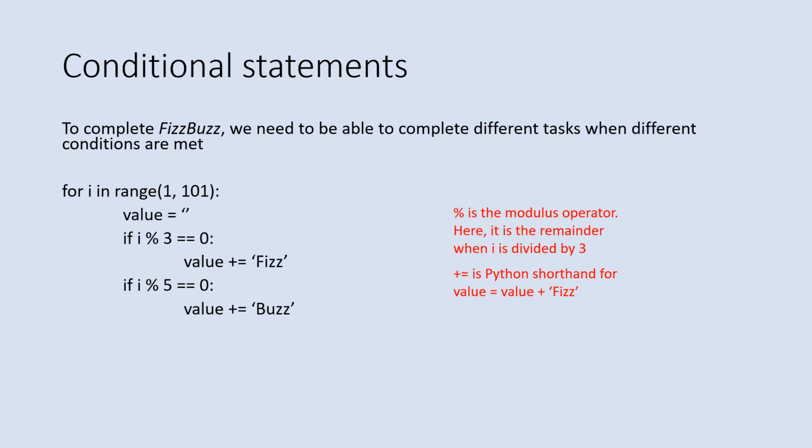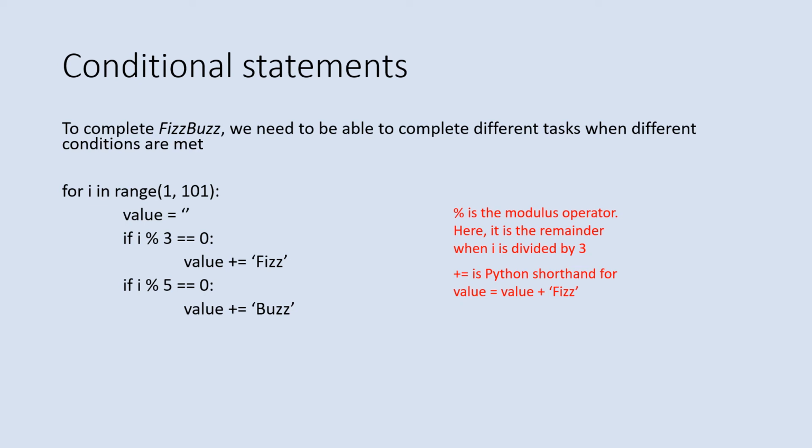Now, what would have happened if the number is not divisible by 3? Then that first portion gets skipped, because that if i is divisible by 3, the tabbed portion only carries out if that part is true. It's false, so it would skip over that.